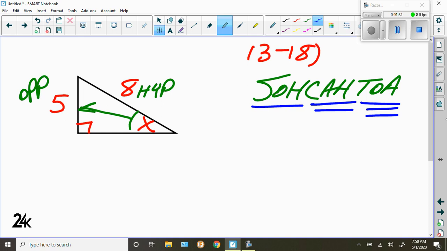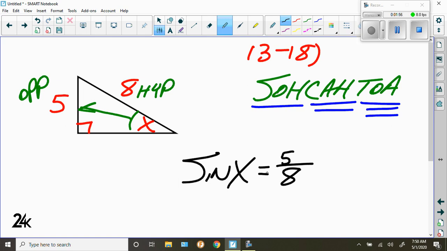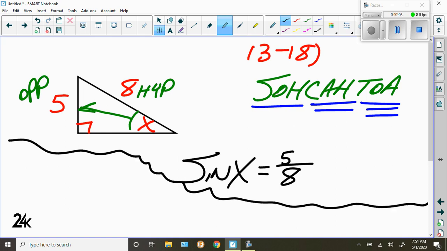So you look at that and you're like, hey, which one uses O and H? It's the only one that uses it, and that is sine. So you would just say, and this is all you have to write on these 13 through 18, sine x equals 5 over 8. That's it. Okay? I promise. You want to do another one? Why not? I wasn't planning on it, but why not?